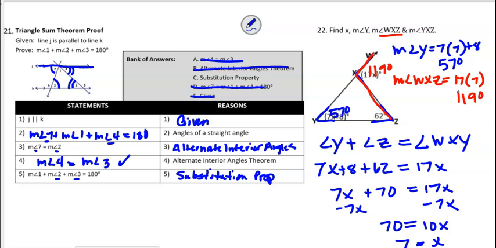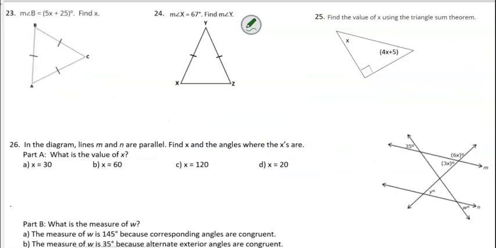Okay, so how could we find this remaining angle right here? Question mark. So this is the measure of angle YXZ. We could just do 180 minus the 119, right? And that's 61 degrees. 61 degrees.